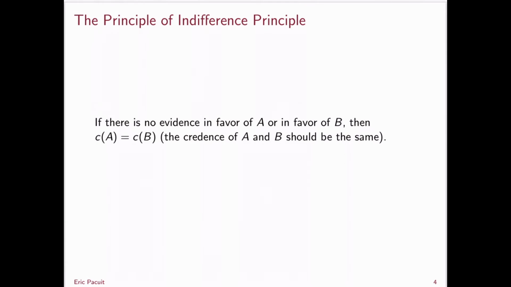Well, the reason that most people come up with is some form of a principle known as the principle of indifference. Now, what is this principle? It says if there's no evidence in favor of A or in favor of B, then C of A should be equal to C of B. That is, the credence of A and B should be the same. So if you don't have any evidence in favor of one hypothesis or the other hypothesis, then the credences that you assign to those two hypotheses should be the same.